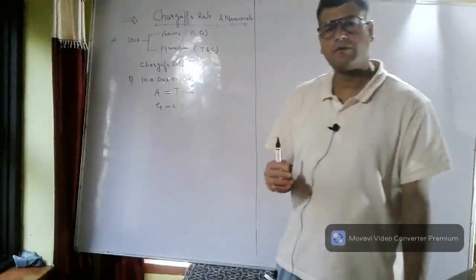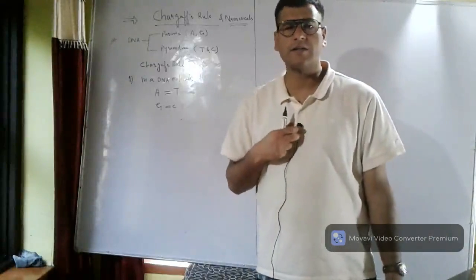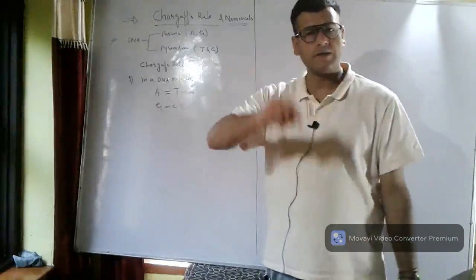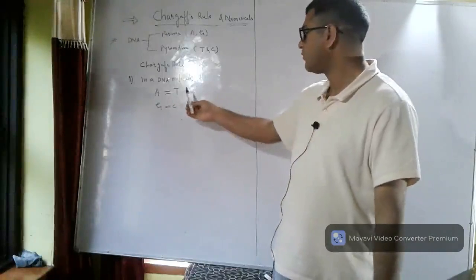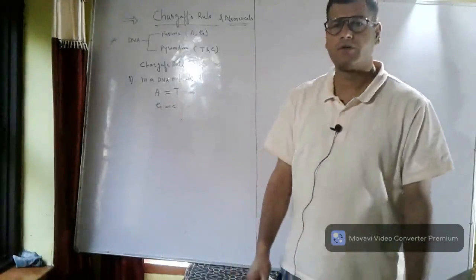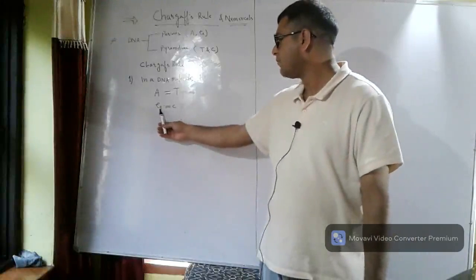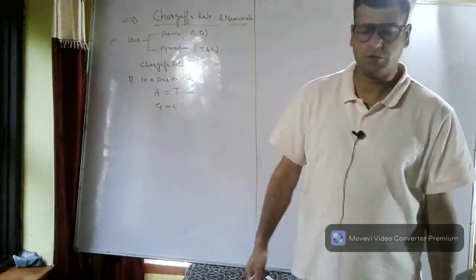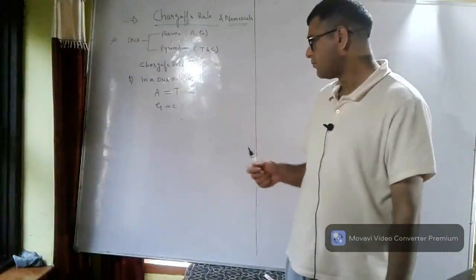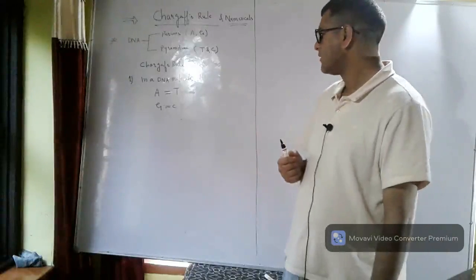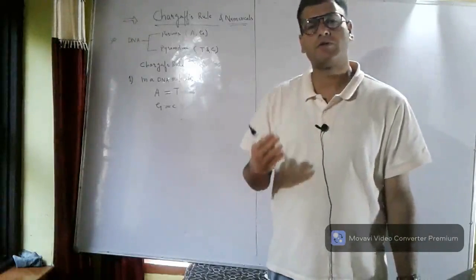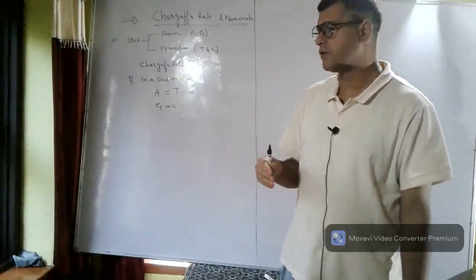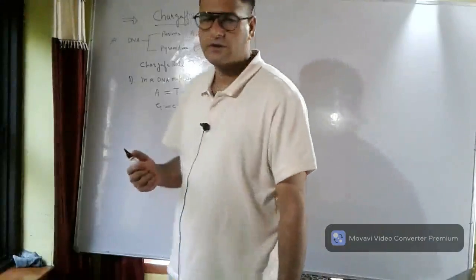For example, if there are 10 molecules of adenine, then obviously in that DNA molecule there would be 10 molecules of thymine. If there are 15 molecules of guanine, then there would be 15 molecules of cytosine. So the proportion of adenine is equal to the proportion of thymine, and the proportion of guanine is equal to the proportion of cytosine.